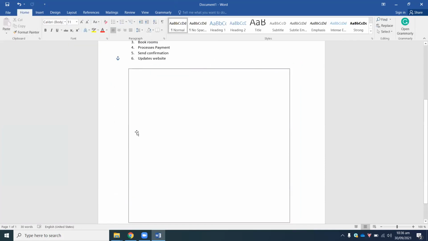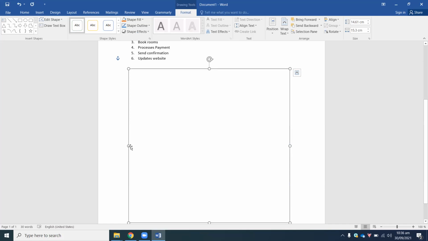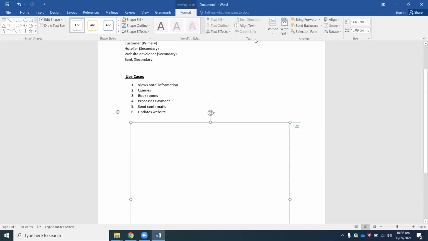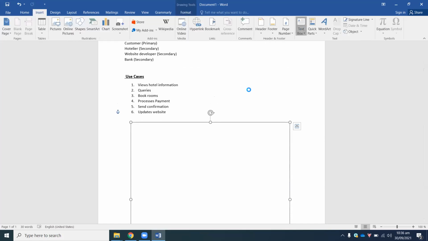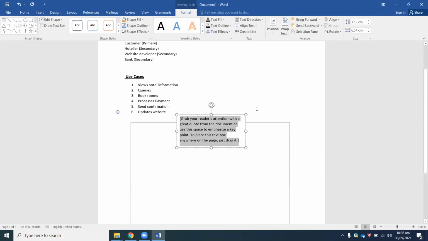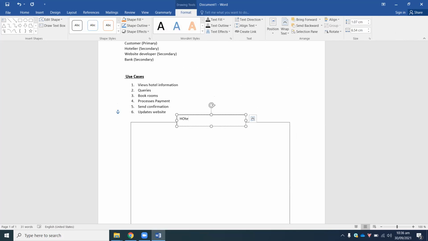Remember, your system always has a title. So what is going to be our title? I will insert a text box. In the simple text box, I will write hotel website. Adjust the size, and I'll place it here on top.